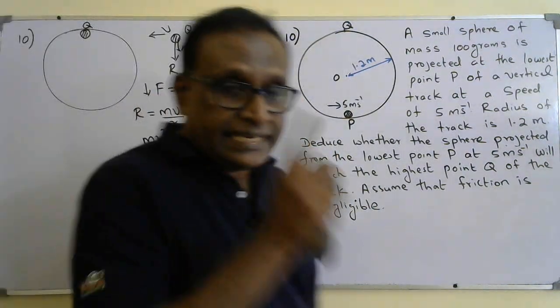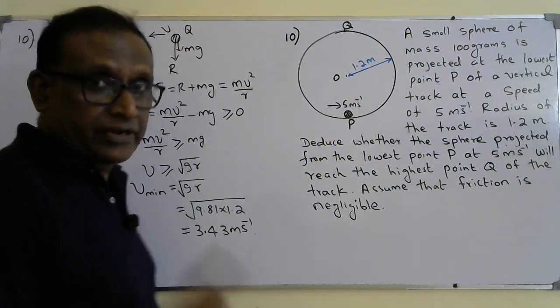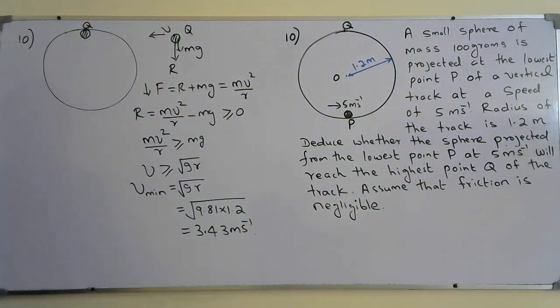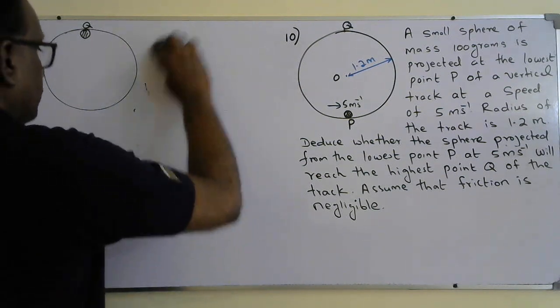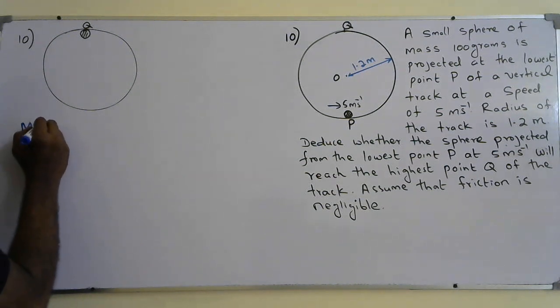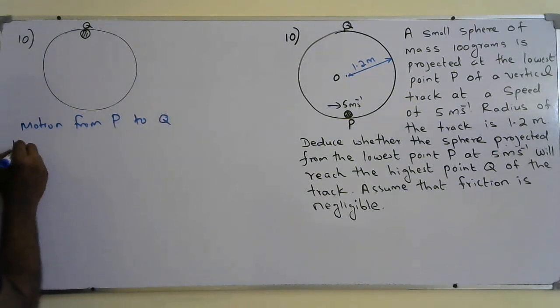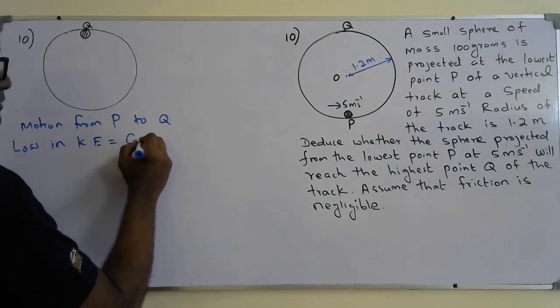So I can now continue to find the initial speed. What could be the initial speed at P to have this minimum speed at the highest point? To find the required minimum speed at P, I'm going to use the energy equation. Okay, right? 3.43 meters per second is the minimum required speed at the highest point. So now I can continue this question. For the motion from P to Q, loss in kinetic energy equals gain in gravitational potential energy.